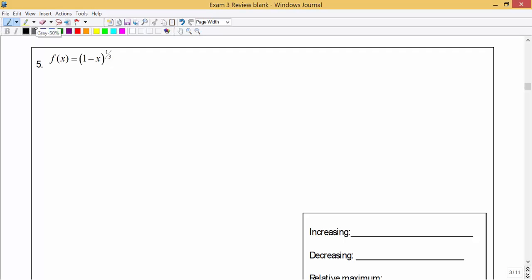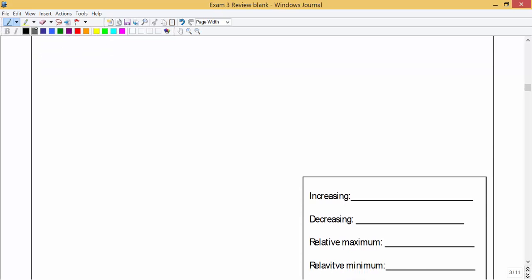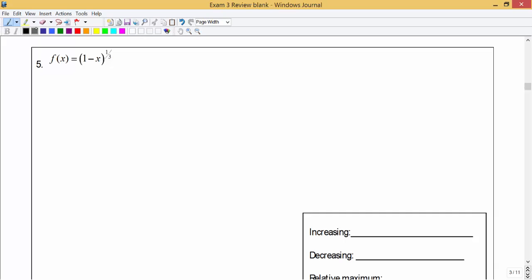For number 5, we're asked to find out where the graph has increasing intervals, decreasing intervals, and at what point we would have a relative max or a relative minimum. So the first thing we're going to do is look for the first derivative. And we're going to use the chain rule.